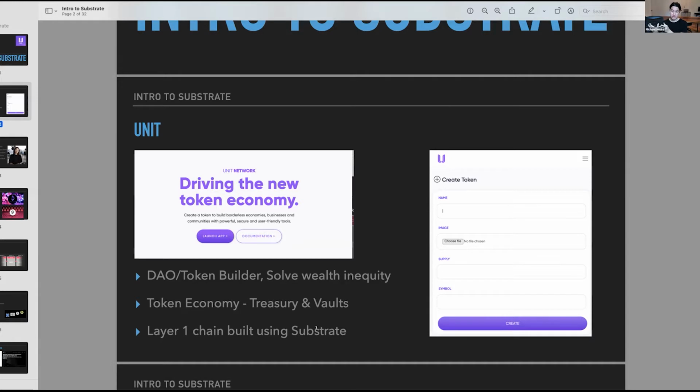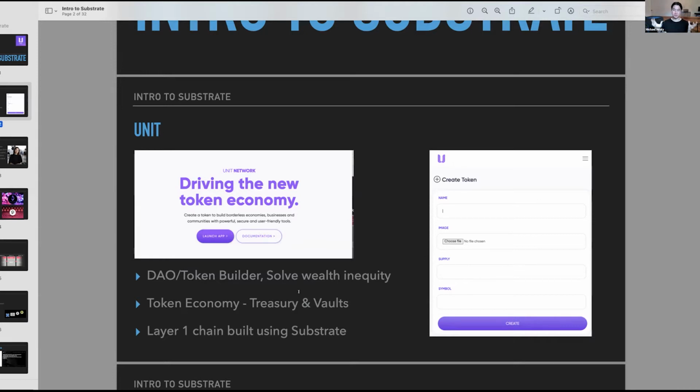Usually, building a blockchain is really difficult to secure and engineer. One really cool thing about Polkadot and Substrate is that it builds in that security and functionality. It provides a toolkit so that it's really easy to build blockchains. So what is Unit? We're one of the leading tokenization tools, for creating DAOs and tokens. Our underlying mission is to solve wealth inequity.